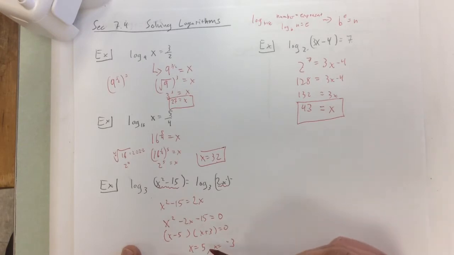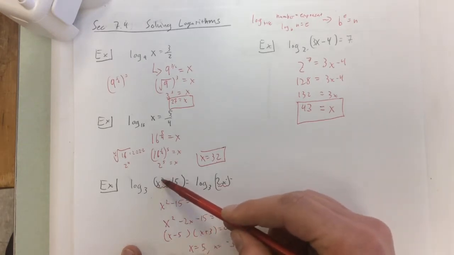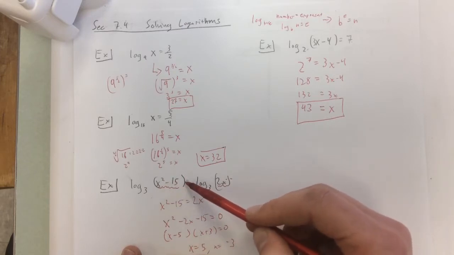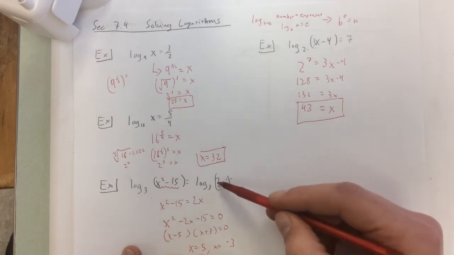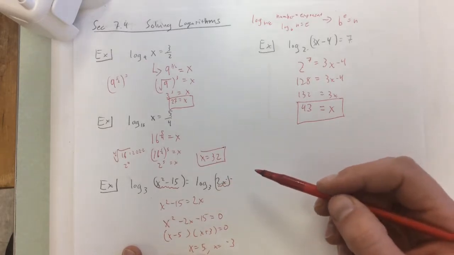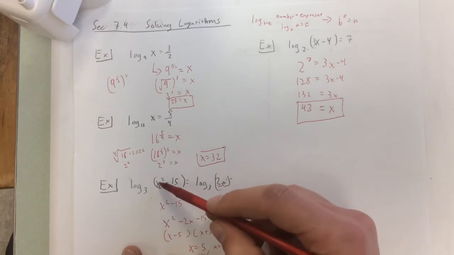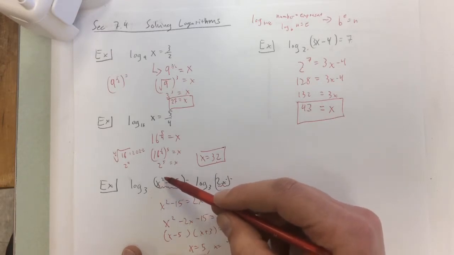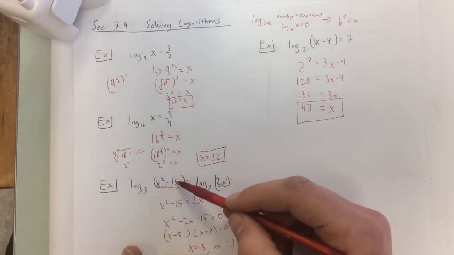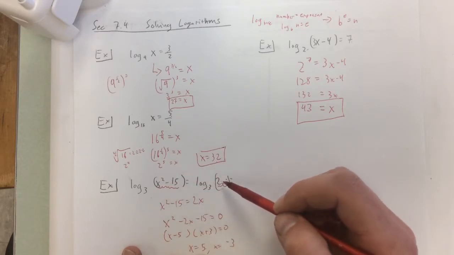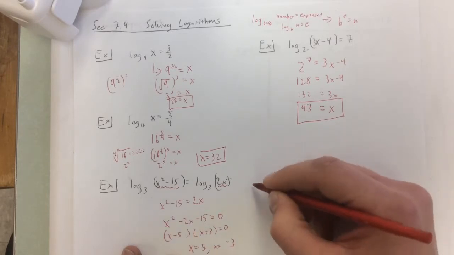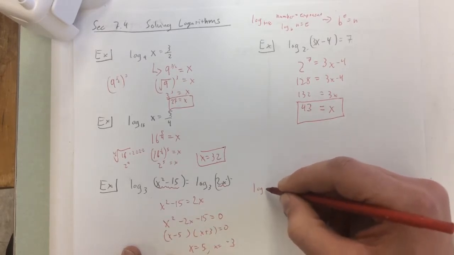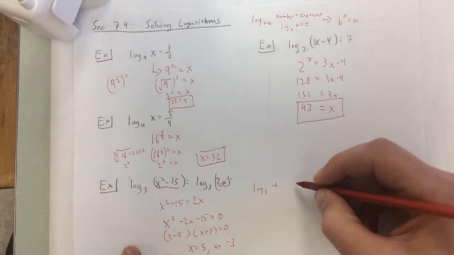Let's do a quick check though. If I plug in 5 in here, it's going to give me 25. 5 squared is 25, minus 10 is 15, minus 15 is 0. Wait, in the original: 5 squared is 25 minus 15 is 10. Can I take the log of 10? Yes, I can. 2 times 5 here is 10. So we're good. If I plug in negative 3 here, negative 3 squared is going to give me 9. Minus 15 is negative 6. But can I actually take the log of negative 6? I can't. I can't take the log base 3 of negative 6.